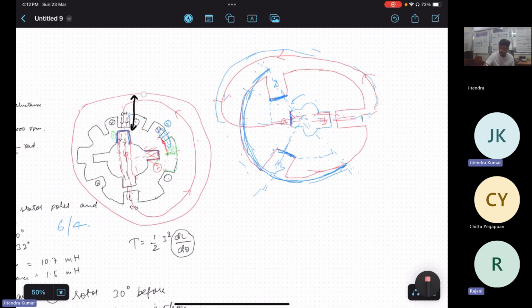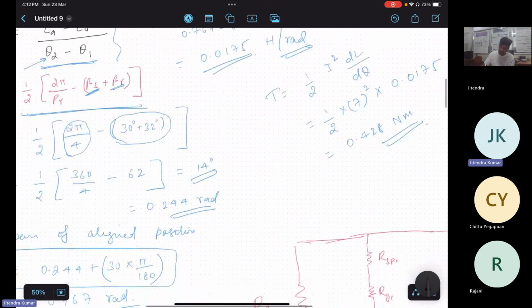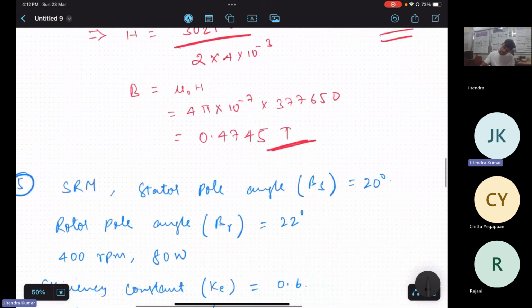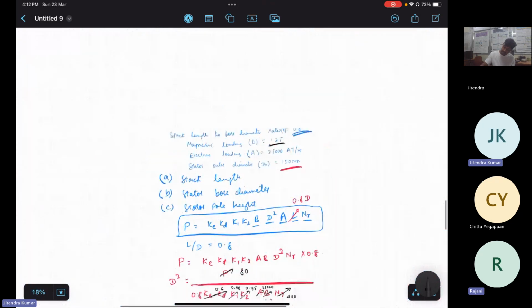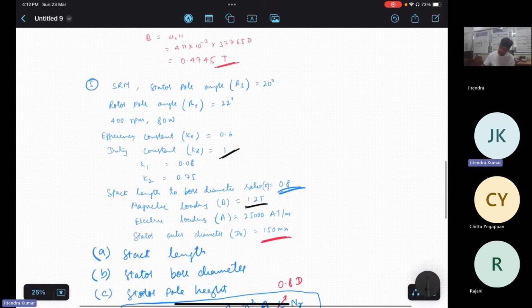Now we have to subtract the value of the back iron or yoke. Yoke thickness is this one. If you subtract this much, you will get the height of the stator pole. So how can we calculate this yoke thickness? They have already given us a stator pole angle. The stator pole angle is exactly 20 degrees. So we have to use that value. How to use that one?